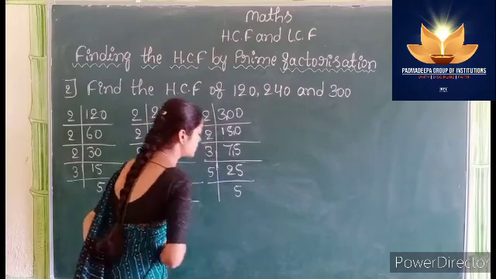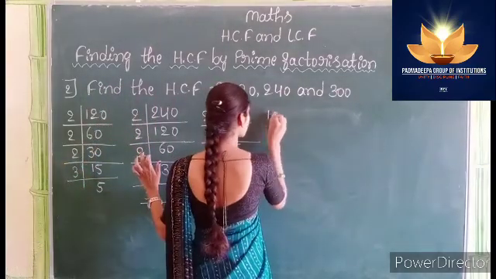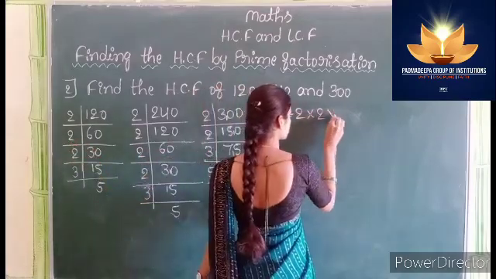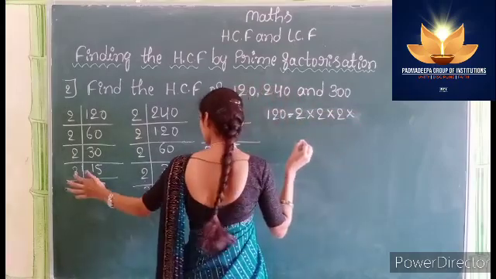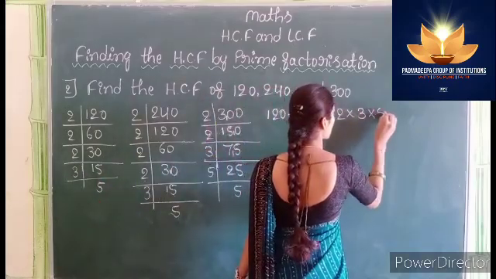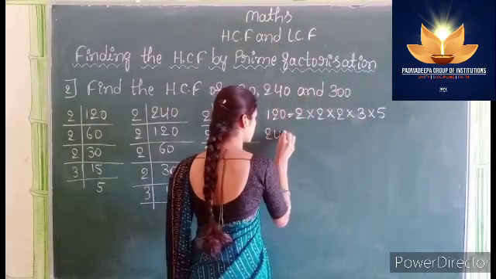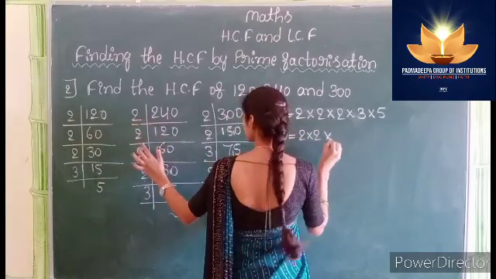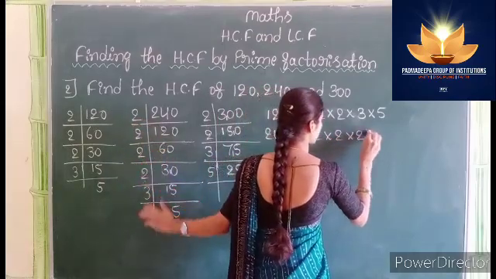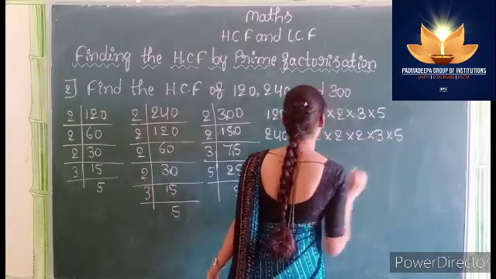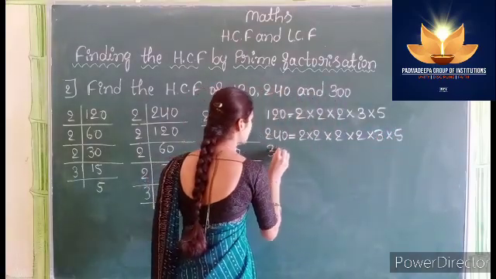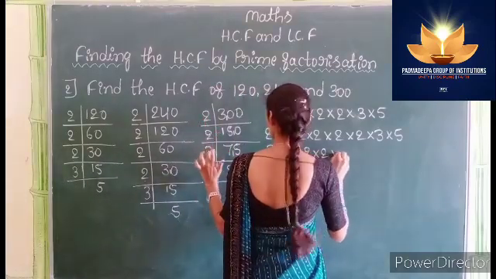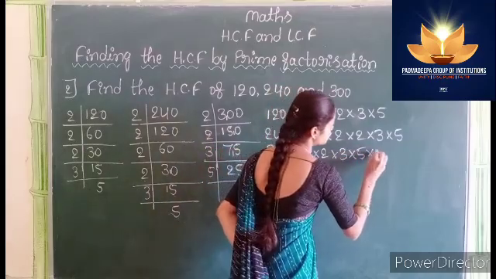5 5s are 25. So this 120 can be written as 2 into 2 into 2 into 3 into 5, and 240. 240 can be written as 2 into 2 into 2 into 2 into 3 into 5. Then 300. 300 is equal to 2 into 2 into 3 into 5 into 5.